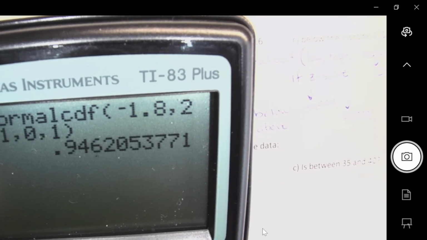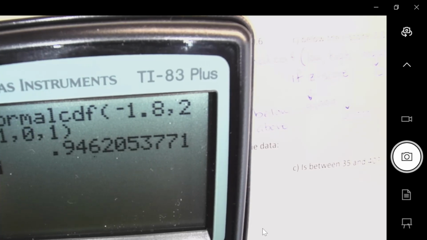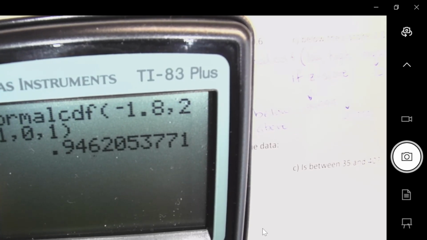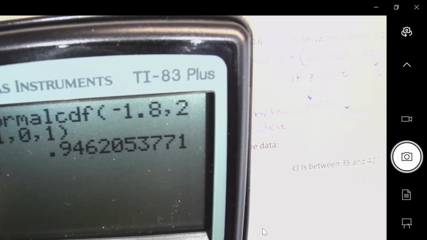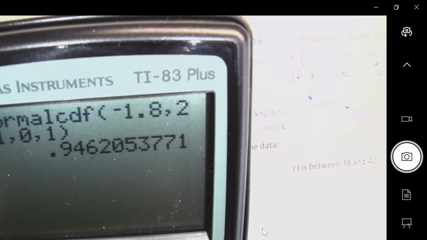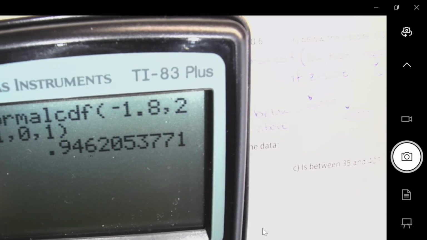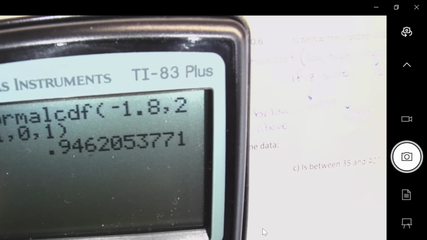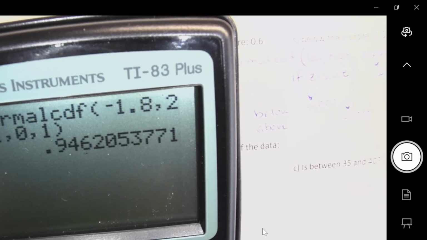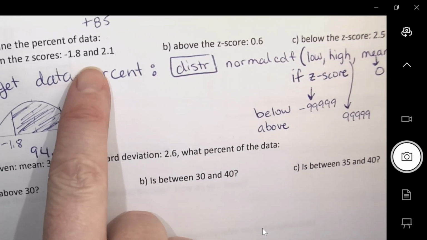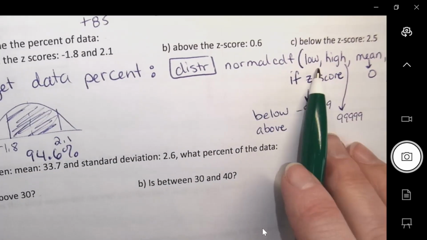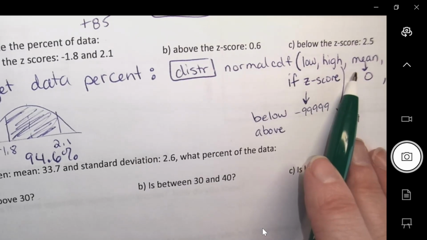Did everybody's work out? Normal CDF? Did you say yours didn't work out? Did yours not work? No, I'm just trying to understand that. Is that negative 1.8 and then what did you do? Comma, 2.1. Comma. Everything's going to go with commas, yep. Did you write that in there like that? Comma, comma.